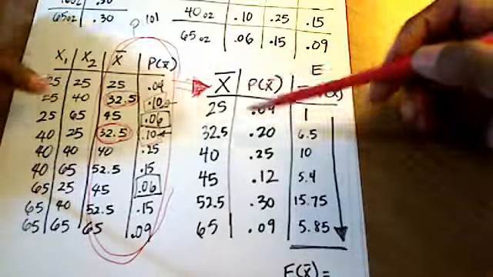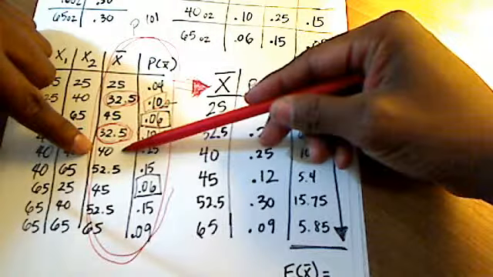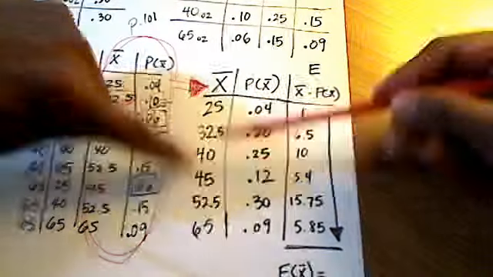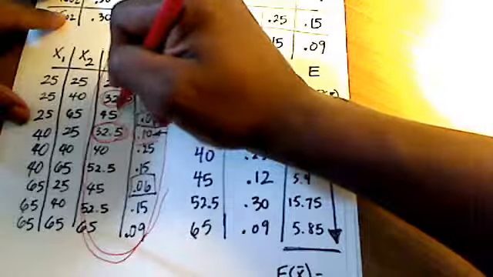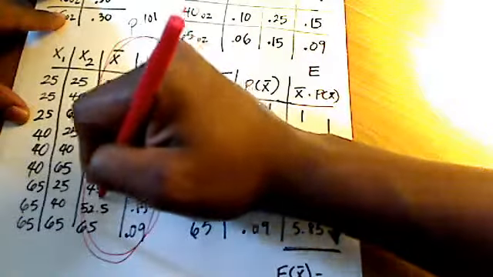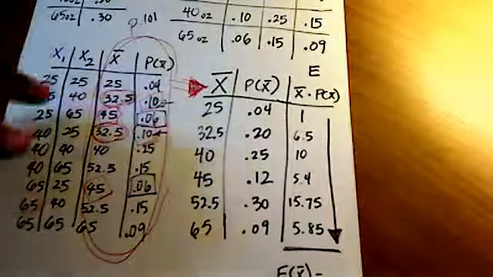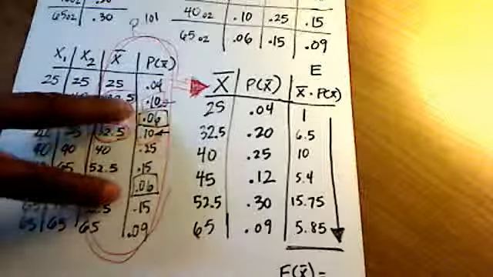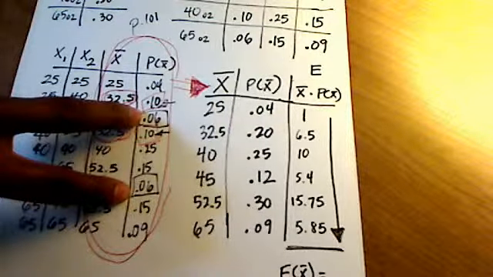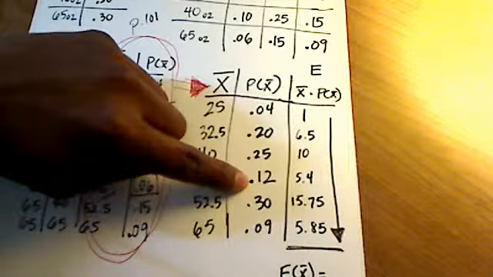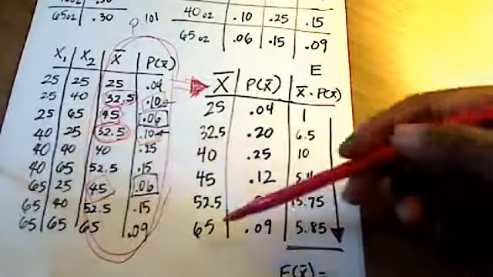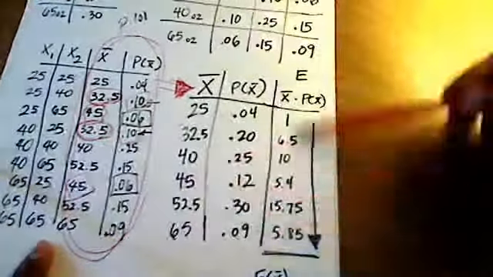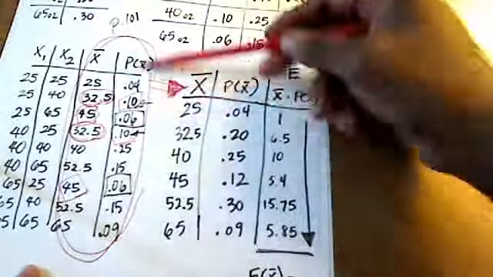And similarly, down here, 40 only showed up once. There it is, 0.25. 45 showed up twice, didn't it? Here it is, and there it is. Can you see that? So 45 is showing up twice, each time with a probability of 0.06. So if I add those up, I get 0.12. Etc., etc. I'm just going to move on down. 65 only showed up once. There it is at the bottom, and it has a probability of 0.09. So this is a truncated, shorter version of this table over here.